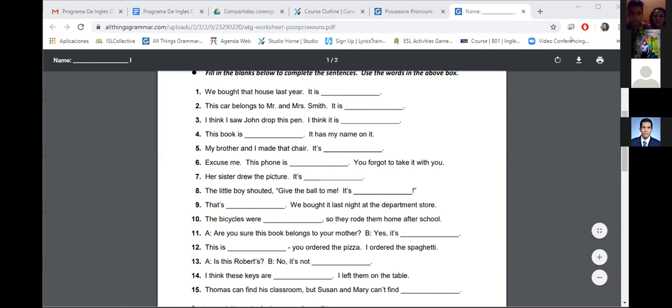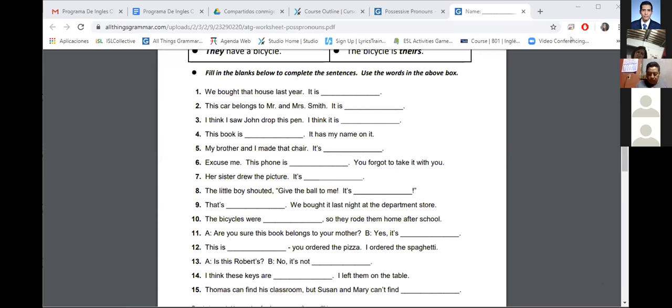Let me see here. Lisette, number 12. This is yours. Yes, yours. You ordered the pizza. I ordered the spaghetti. Very nice. Very good. Rutilio, number 13.